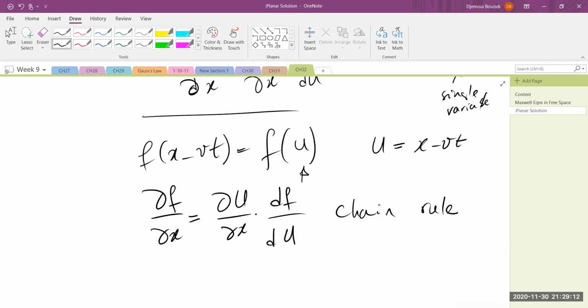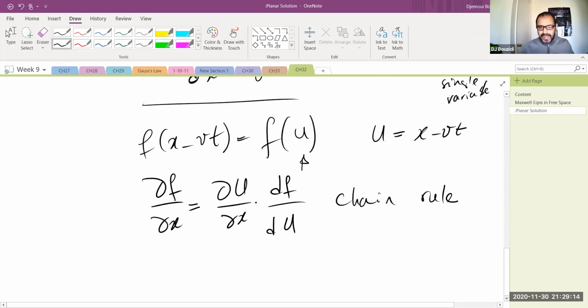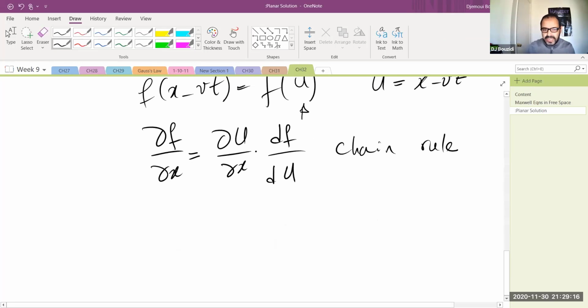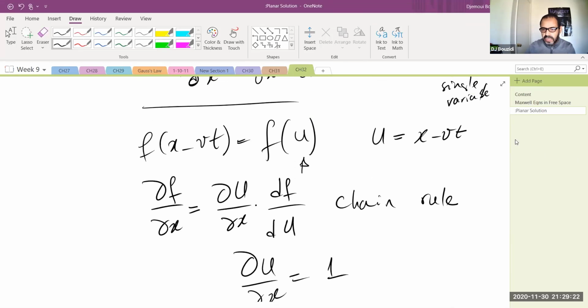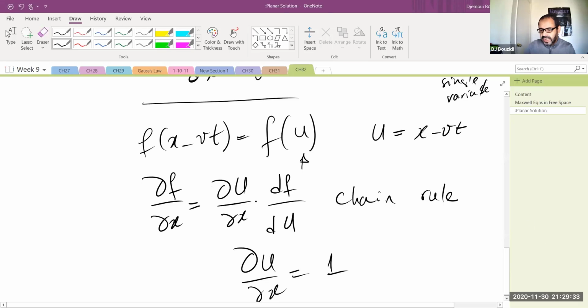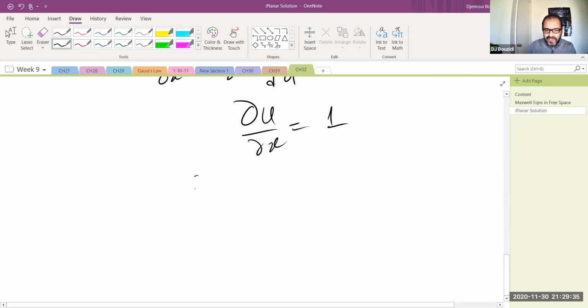Okay, so I'm going to find what this du with respect to x is. The partial of u with respect to x is just 1, as you can clearly see, because u is just x minus vt. So vt becomes a constant, so the derivative of x is just 1. So the partial of f with respect to x is simply equal to the derivative of f with respect to u.